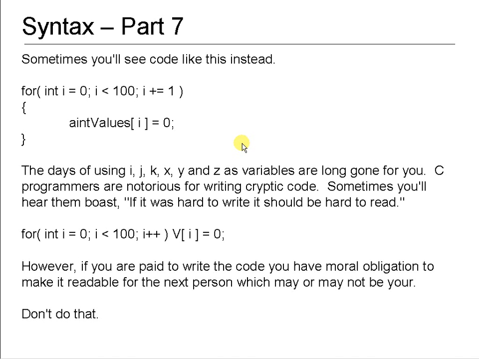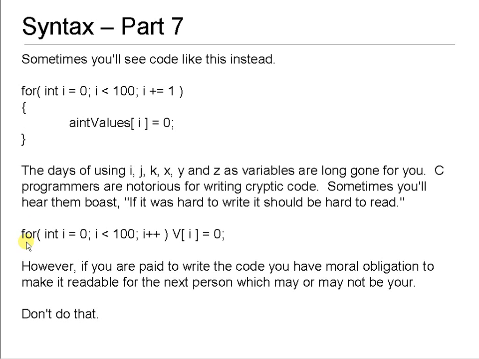Now, the days of using i, j, k, x, y, and z as variables are long gone for you. Why? Because readability is king. C programmers are notorious for writing cryptic code. Sometimes you'll even hear them boast, it was hard to write, it should be hard to read. Well, I don't buy that at all.